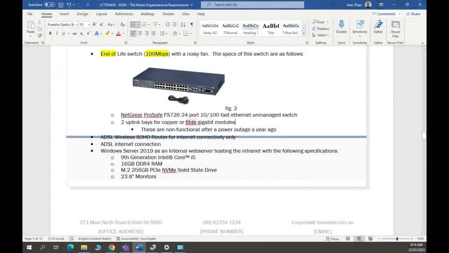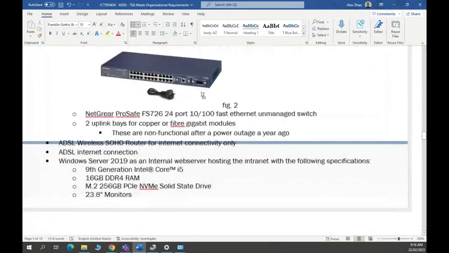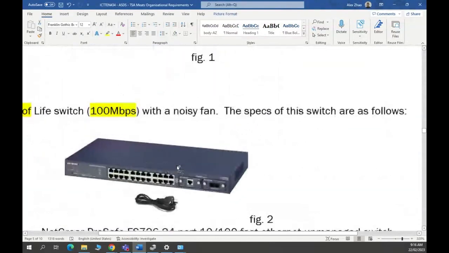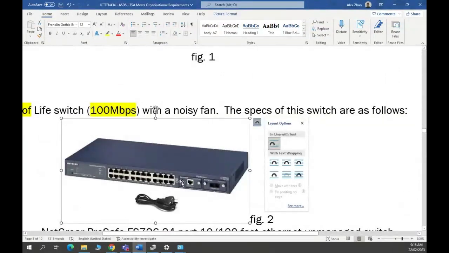But it's got two uplink bays of copper or fiber, so we can switch out copper or fiber things, so it's removable. This picture doesn't do it justice, but let's see if we can zoom in a little bit. You see those little silver things? You can actually unscrew them and take them out, and same with these ones. Basically we can then change the type of module based on what we need, whether that's fiber or copper, so we can be flexible.